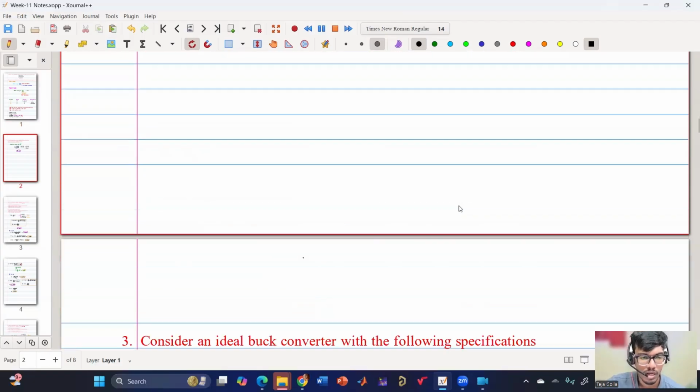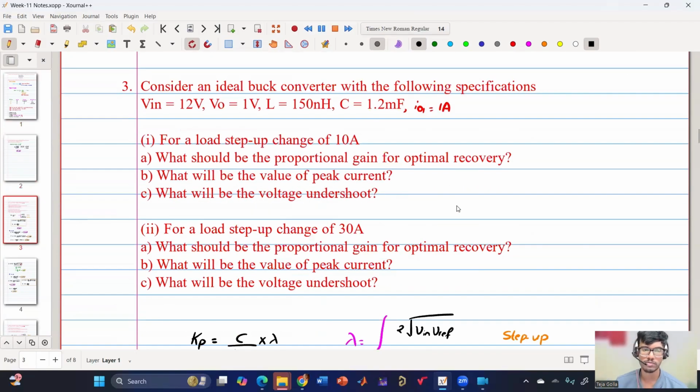Then we have discussed a few important problems, where we discussed how to calculate the proportional gains for optimal recovery, and for that condition, what will be the value of peak current as well as voltage undershoot for different load step up transients. Here we have considered 10 ampere and 30 ampere. I have considered a buck converter. Kelvin tomorrow will be considering a boost converter.